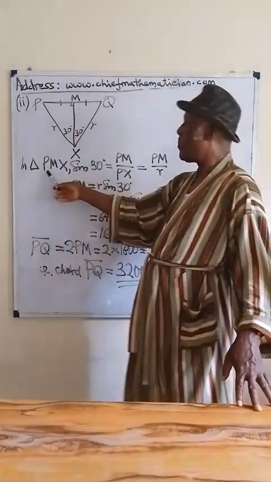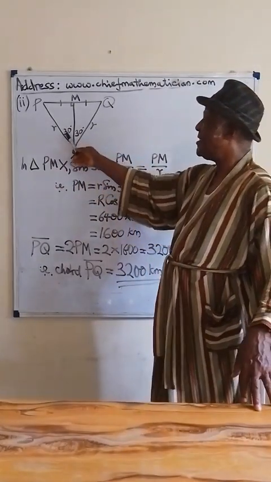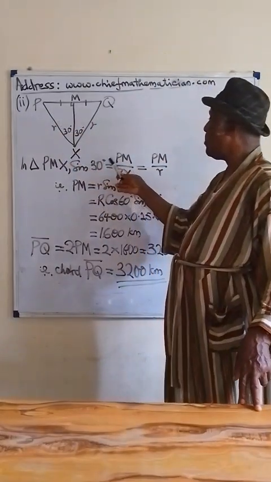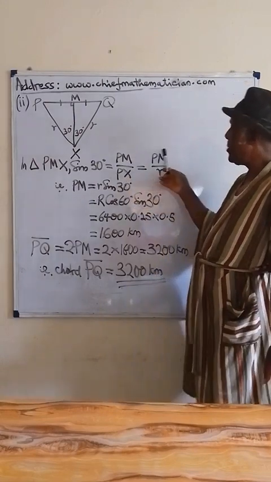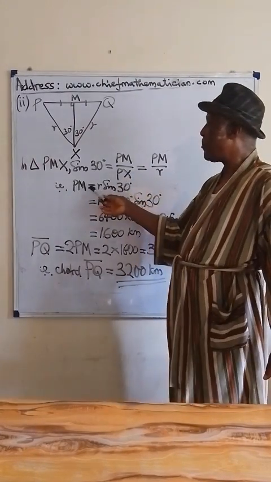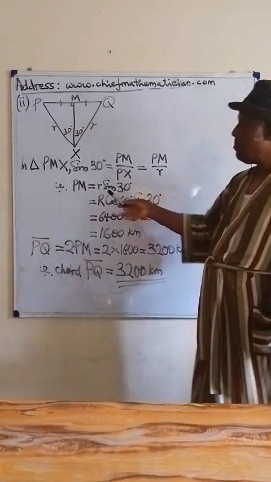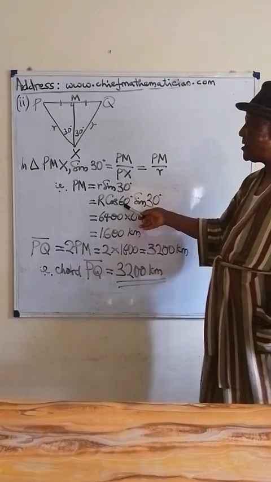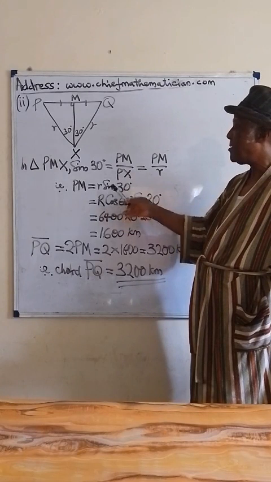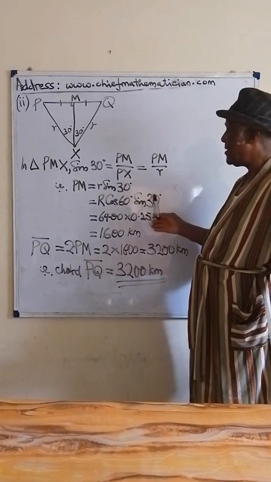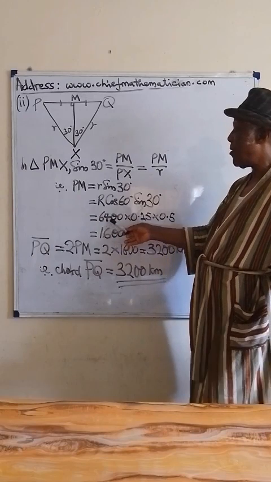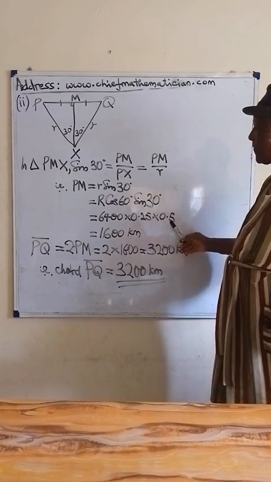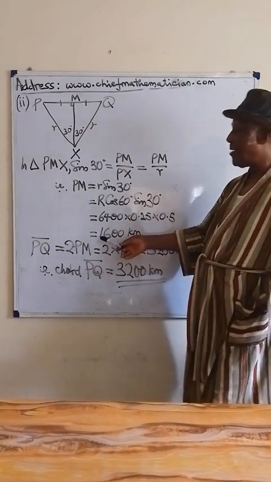Now, in triangle PMX, sine 30 degrees, the sine of this angle, is opposite upon hypotenuse, PM over PX, PM over R. Therefore, PM is equal to R multiplied by sine 30 degrees. But we have already calculated R to be capital R cos 60 degrees. So we replace this R with capital R cos 60 degrees, sine 30. Capital R is of course 6,400. Cos 60 degrees is 0.25, sine 30 degrees is 0.5. When multiplied out, it gives you 1,600 kilometers.